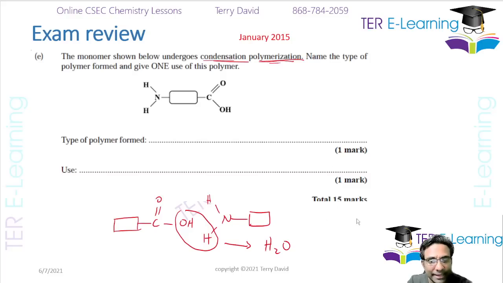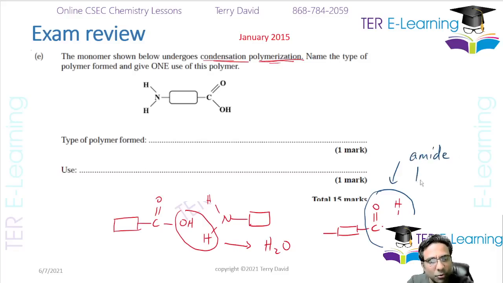So what's going to happen here is that you're going to get a bond that is going to look like this. Watch how your bond is going to look. You're going to have C double bond O, right? Then you're going to have an N here, H here, and then you have the structure repeating again, right? So you see this particular bond here, this is what we call our amide linkage. So this here is called my amide linkage, right?